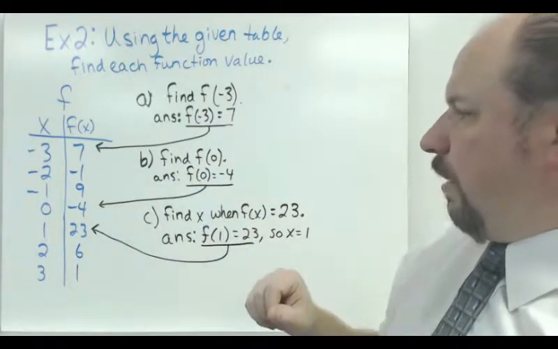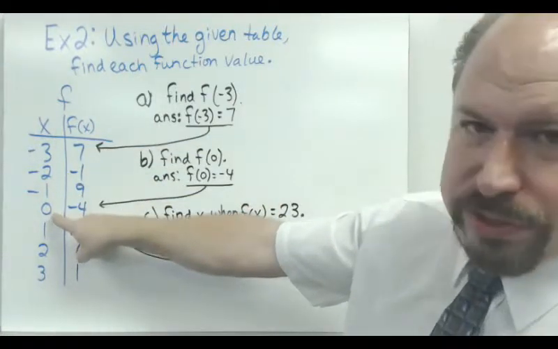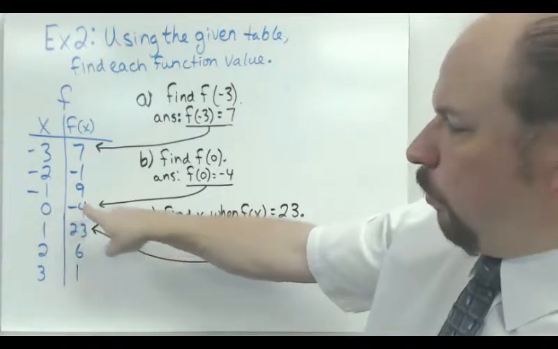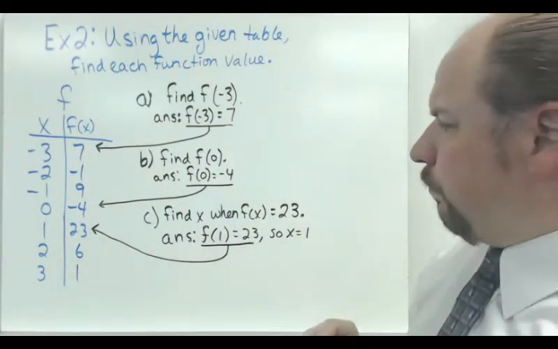In B, find f of 0. So again, go down and find where the input is 0, and our output value is right here, so f of 0 equals -4.